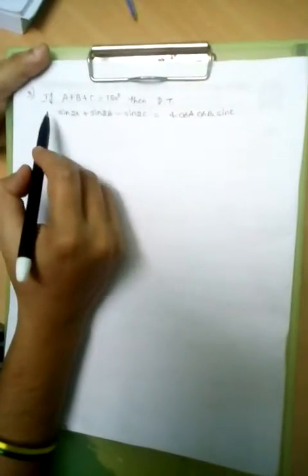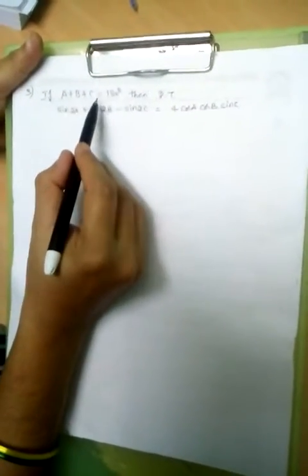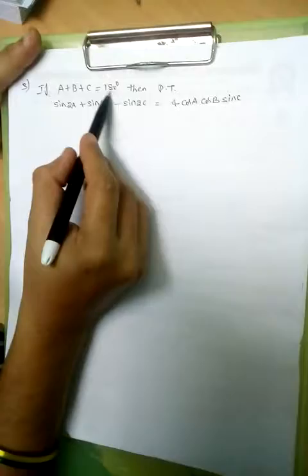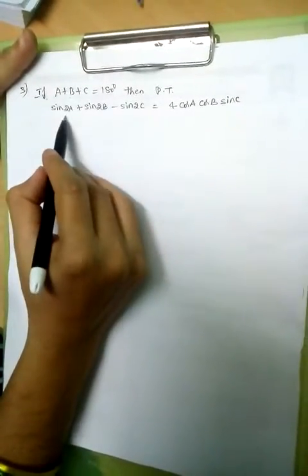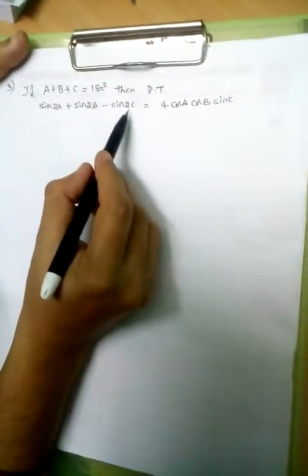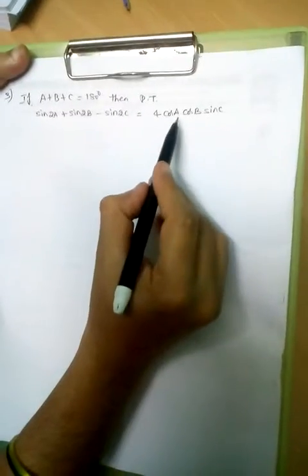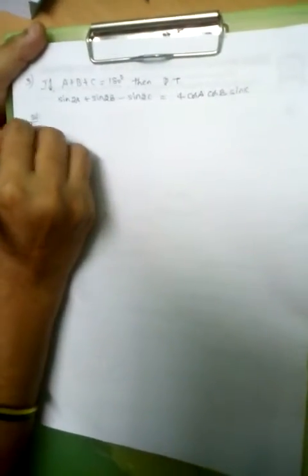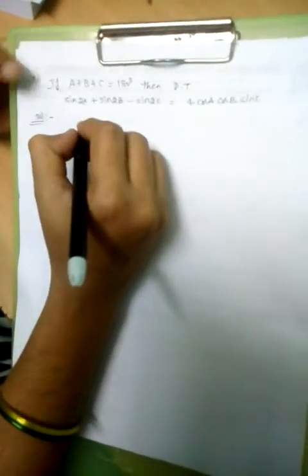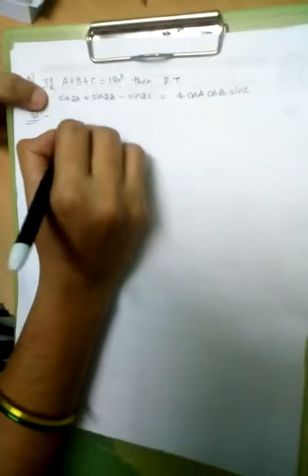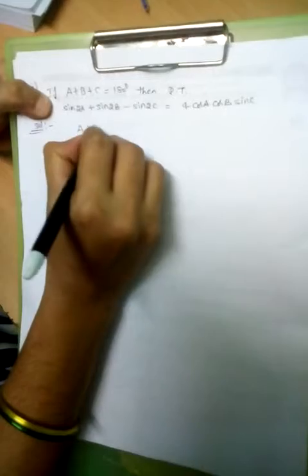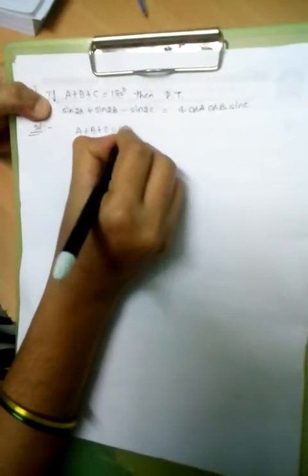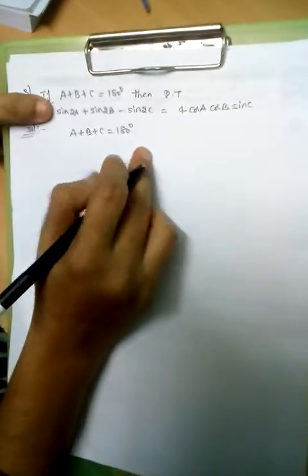Now the third problem is, if a plus b plus c is equal to 180 degrees, then prove that sin 2a plus sin 2b minus sin 2c is equal to 4 cos a cos b sin c. Solution. First of all, we have to take the identity as a plus b plus c is equal to 180 degrees. This is the given condition.